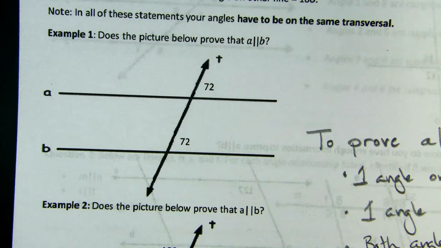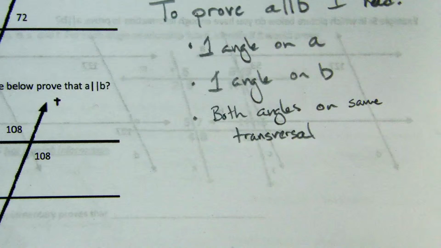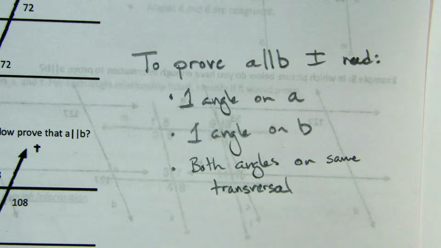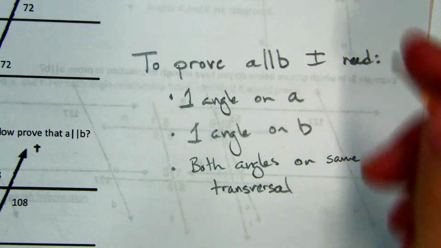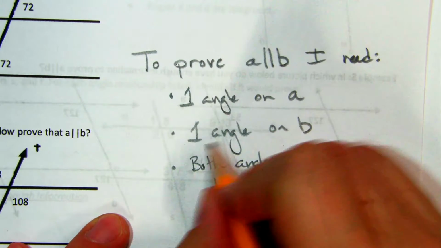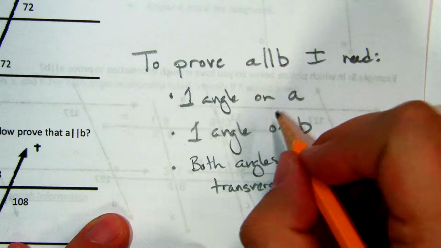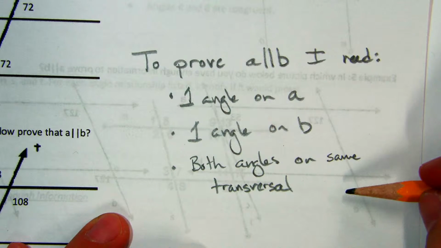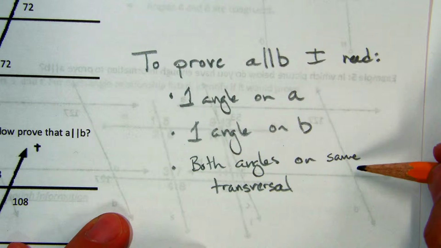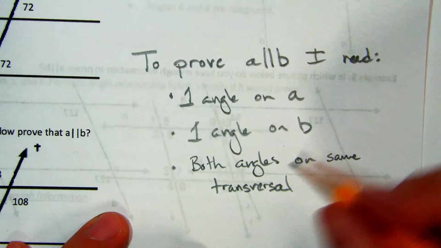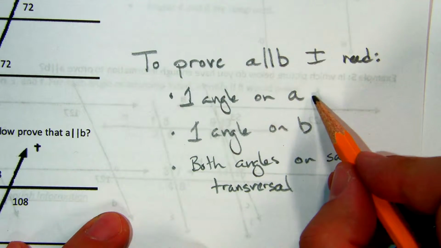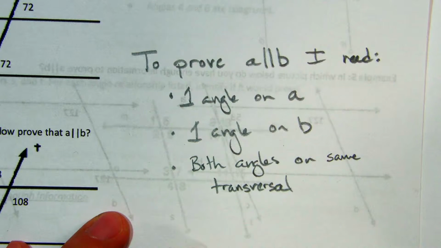Turns out when we're doing this, what we need is this. To prove that A is parallel to B, I need one angle on A and one angle on B. So one angle is touching A, one angle is touching B. Both angles need to be touching the same transversal. And if I have those, then either two acute angles that are congruent, two obtuse angles that are congruent, or an acute and obtuse pair that are supplementary, then I can say that the two lines, A and B, are parallel.